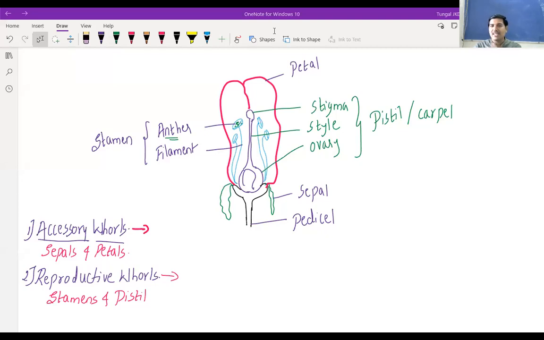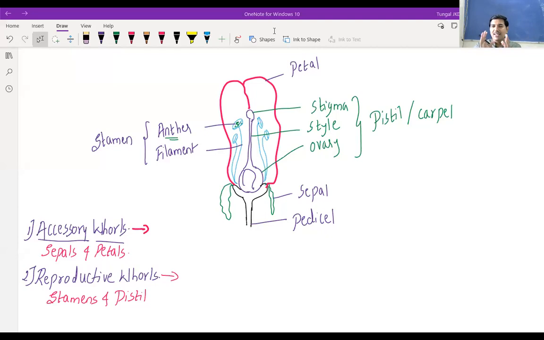Okay, then comes the female part. Let us come to the female part. Male part, androecium. Androecium consists of what? Stamen, and stamen is made up of two parts, filament as well as anther. Then the female part is said to be gynoecium. Gynoecium consists of pistil or carpel.